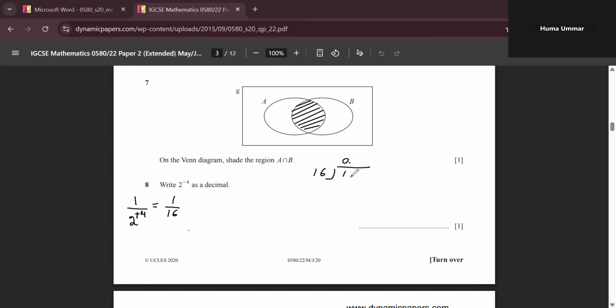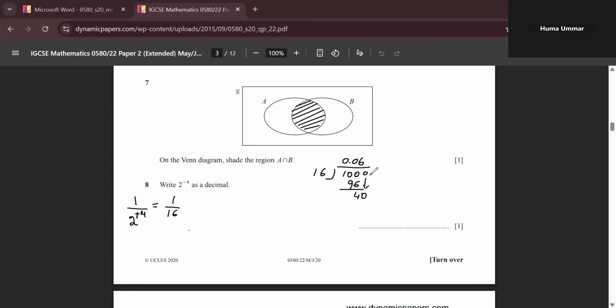So always remember long division, what you can do, 16 you can put here. So 0 point, so this will become this. Still it is less, so you will put one more 0 over here. And then it will become 96, right? 16 times 6 is 96. So here 4 will be left. One more 0, it will come over here.